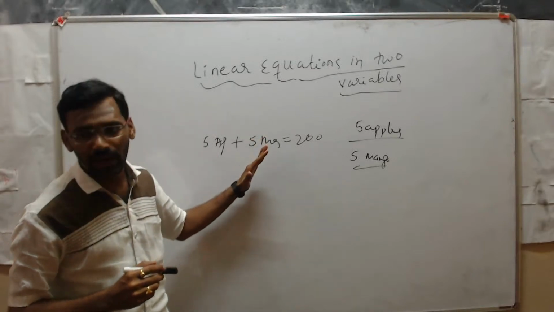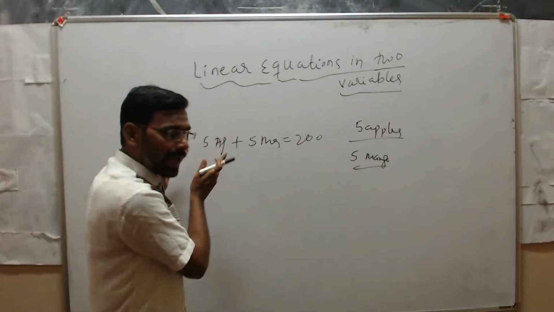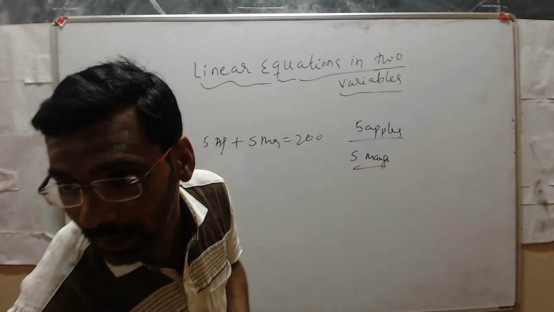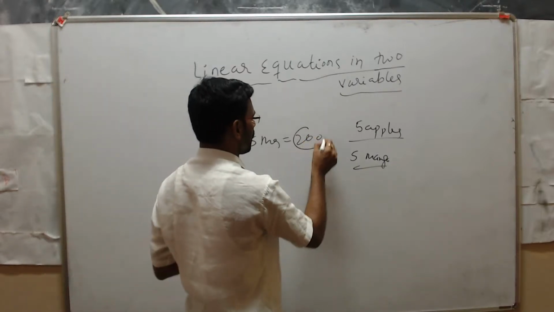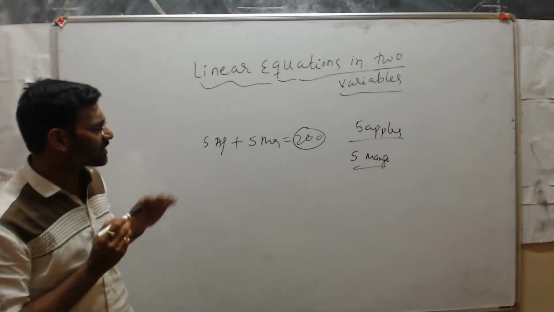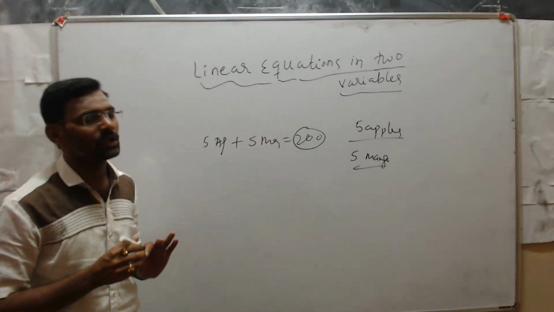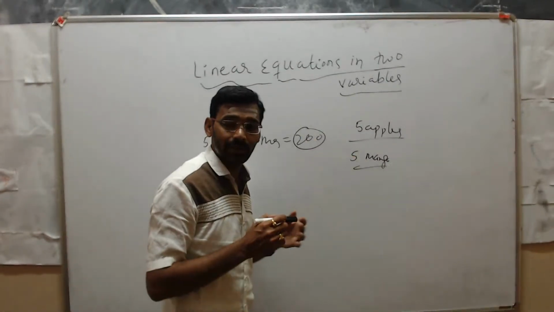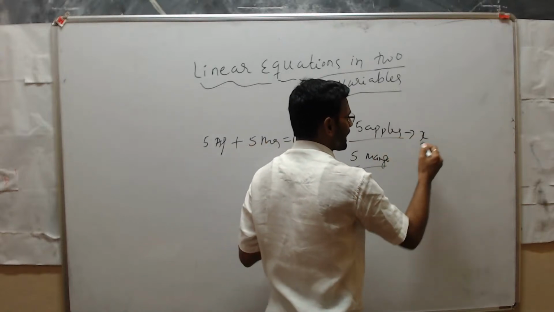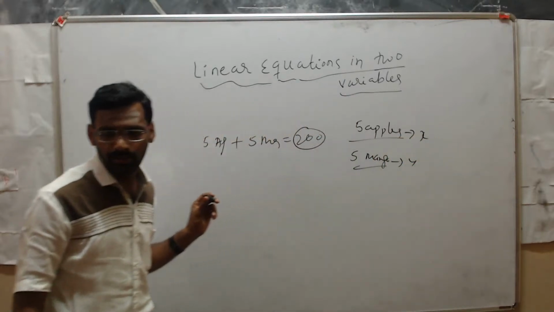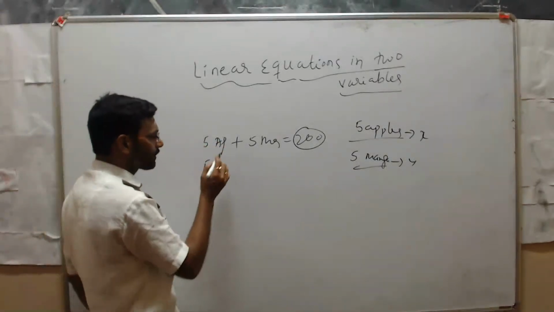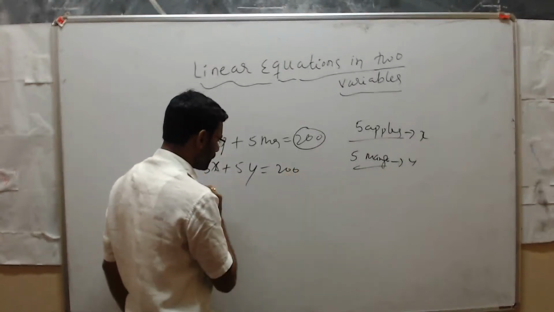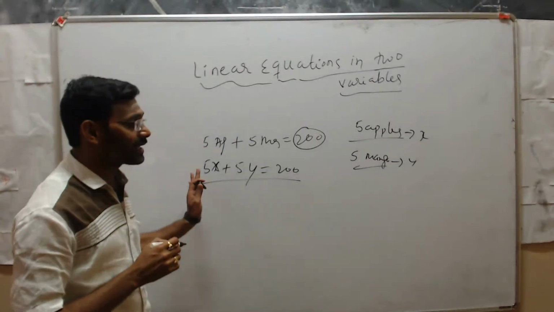Okay, 5 apples, 5 mangoes. The sum of the 5 apples and 5 mangoes is how much? 200 rupees. It means how many characters are there? Two different characters. The first one is apple, the other one is mango. Therefore, apple is considered as x and mango is considered as y. Then 5 apples is 5x plus 5 mangoes is 5y, equal to how much? 200. Yes, it is also a linear equation in how many variables?